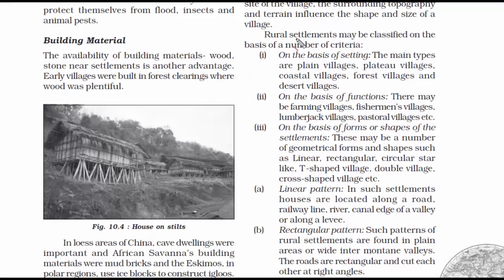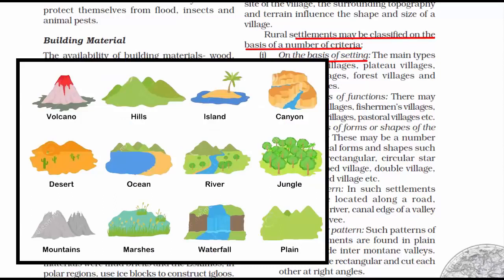There are some criteria based on that rural settlements are categorized. Now similarly, there are criteria for urban settlements too, but right now we'll read about rural settlement. The first one is on the basis of setting. When we say setting, we mean the environment setting, the physical feature or the geographic location of rural settlement. You'll find villages in plain, plateau, coastal areas, mountain, forest, and deserts, etc. Notice these are also physical features of a country, so this is the environment setting we are referring to.